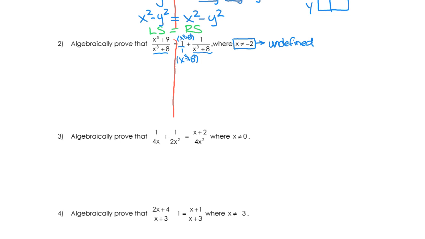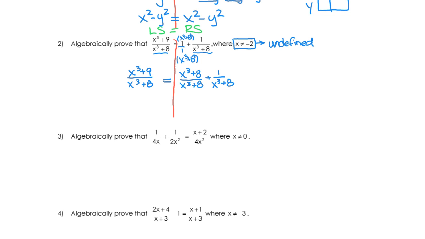All right, so I think I'm going to go ahead and leave this side just the way it is. So I'm just going to drop down my fraction of x cubed plus 9 over x cubed plus 8. And we're going to have our equal sign still. This fraction of 1 over 1 is now going to become x cubed plus 8 over x cubed plus 8. And this fraction is going to stay the same, plus 1 over x cubed plus 8.